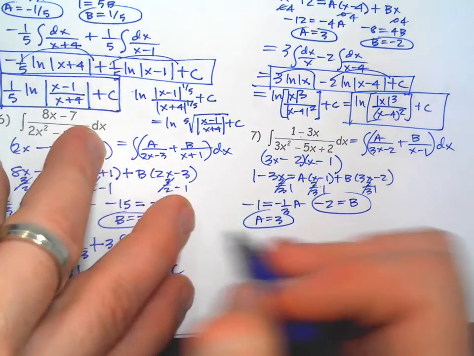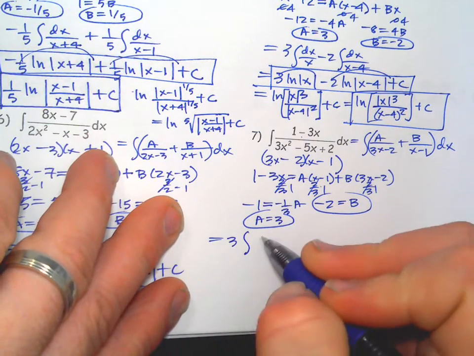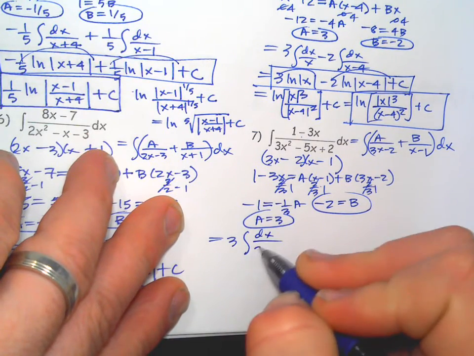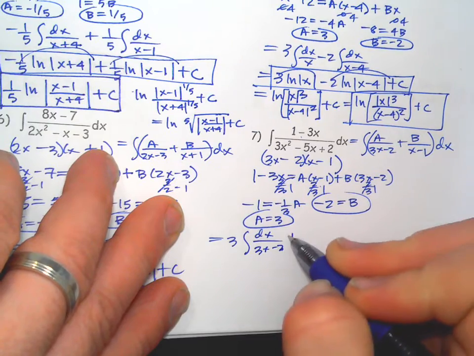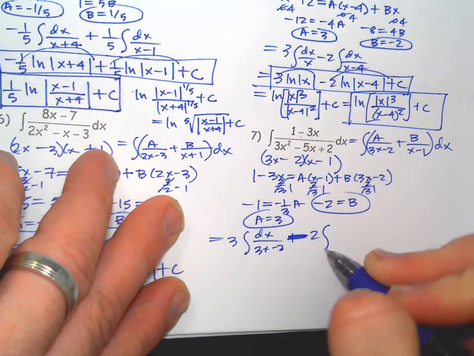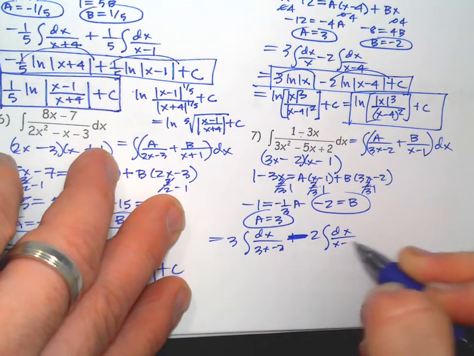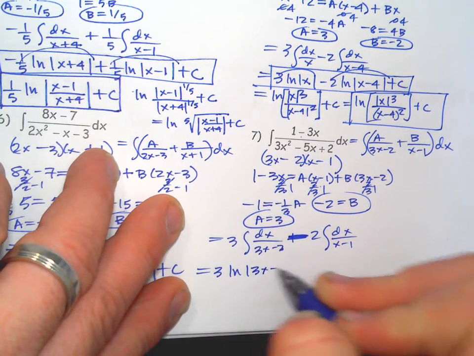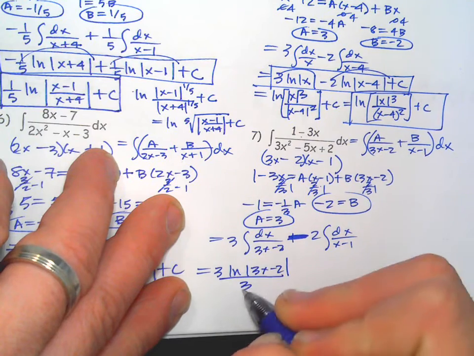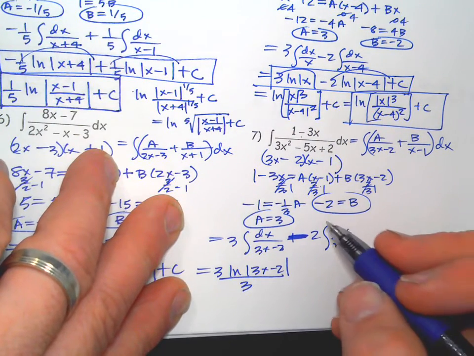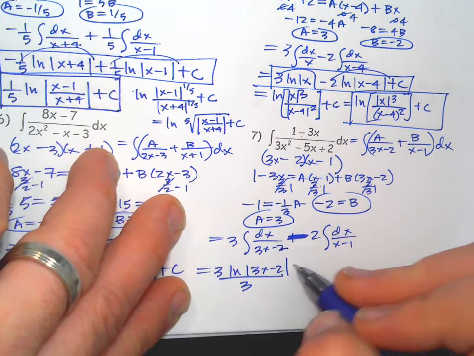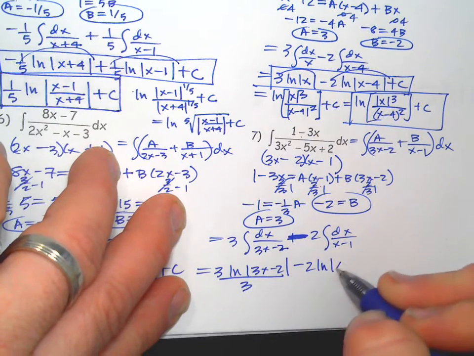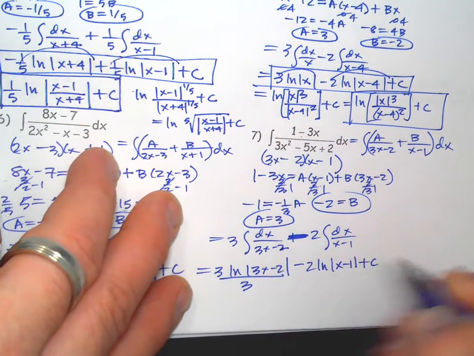So we're going to rewrite it. 3 integral of dx over 3x minus 2 plus, minus 2 integral of dx over x minus 1. So it's going to be 3 natural log of the absolute value of 3x minus 2. You've got a chain rule here, so you've got to divide by 3. You can do U-substitution if you want, but it seems like a lot of work. Minus 2 natural log of the absolute value of x minus 1 plus c.